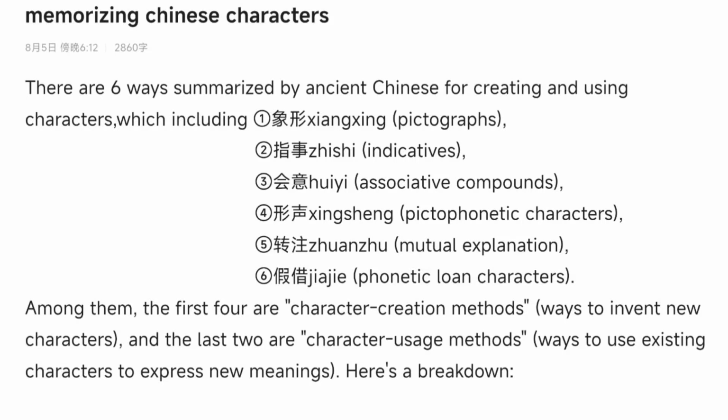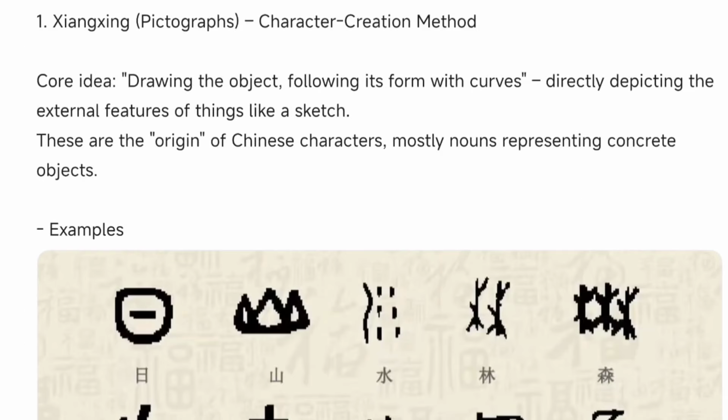So here's the breakdown. Okay, let's come to the first part, 象形, pictographs, a character creation method. The core idea is drawing the object following its form with curves, directly depicting the external features of things like a sketch. They are the origin of Chinese characters, mostly nouns representing concrete objects.